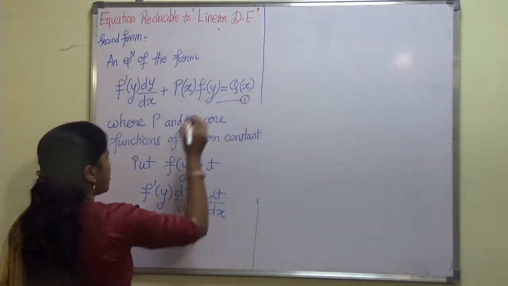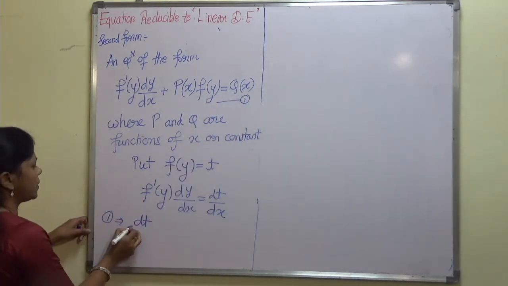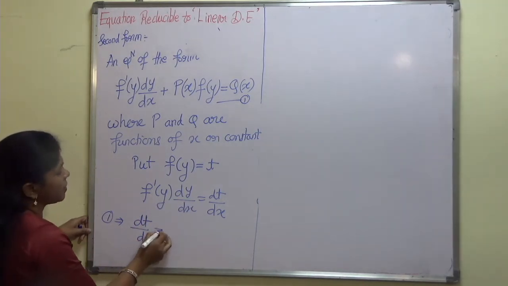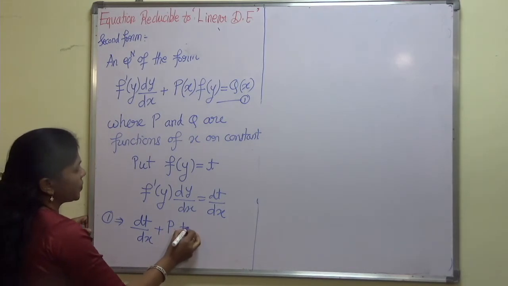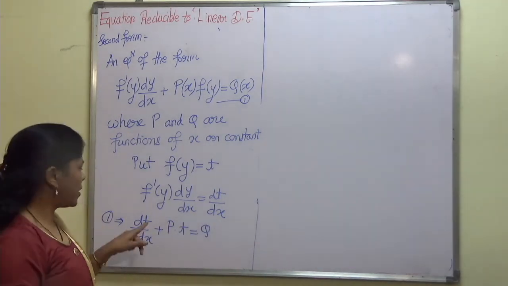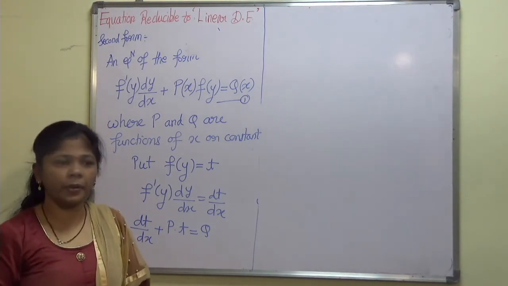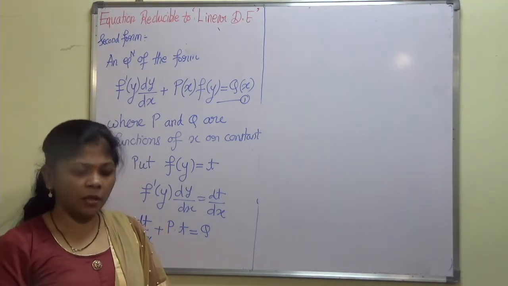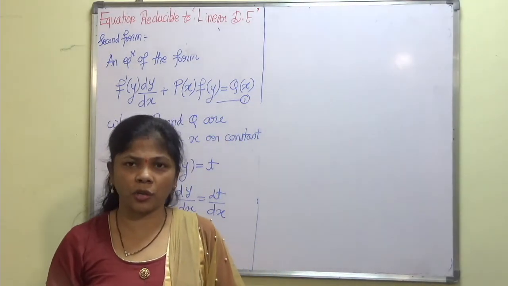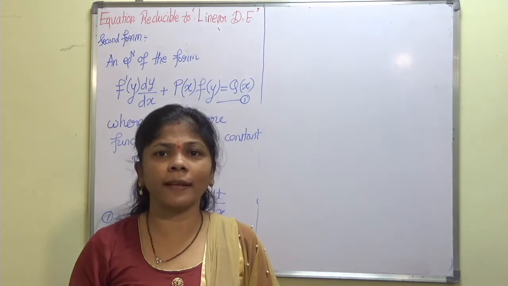Equation 1 will become f dash of y dy by dx, which is dt by dx, plus p into t is equal to q. So this will be a linear differential equation with t as a dependent variable, and we will apply the procedure for solving the linear differential equation in order to get the solution. I hope these two methods are clear to you all.